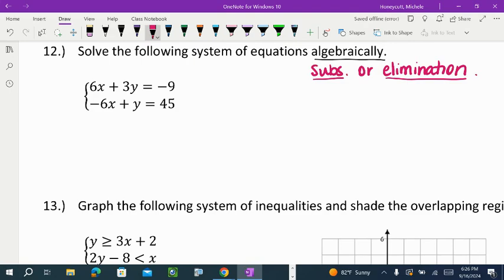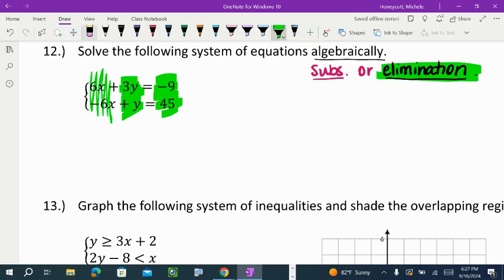I'm looking at these two, and I notice my variables are all stacked. The x's are over the x's, the y's are over the y's, and the constants are over the constants. This makes me think this is a really good problem to solve with elimination. I also notice that these x's are opposites of each other, so they would cancel if I were to add the equations vertically. So that's what I'm going to do.